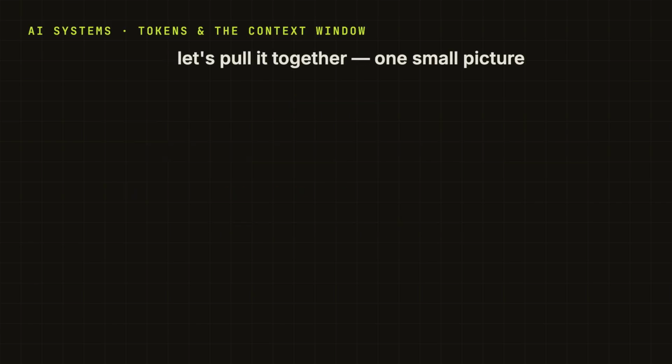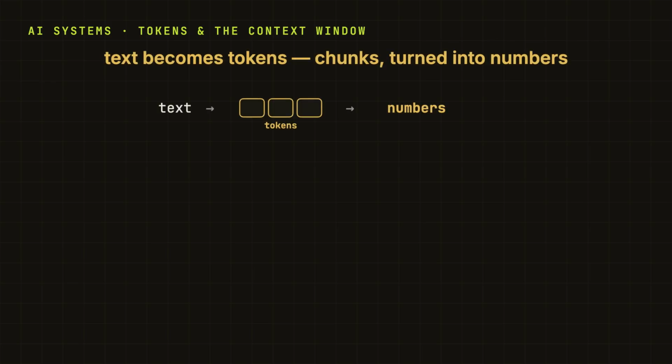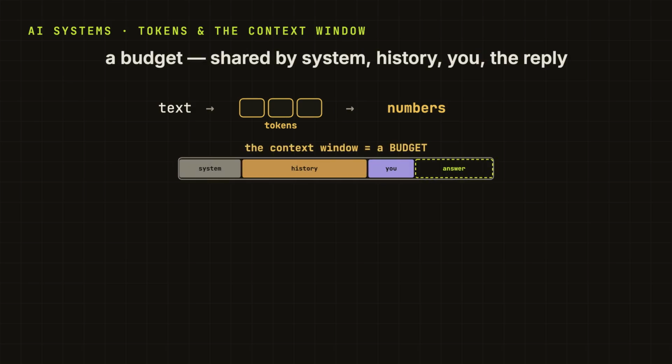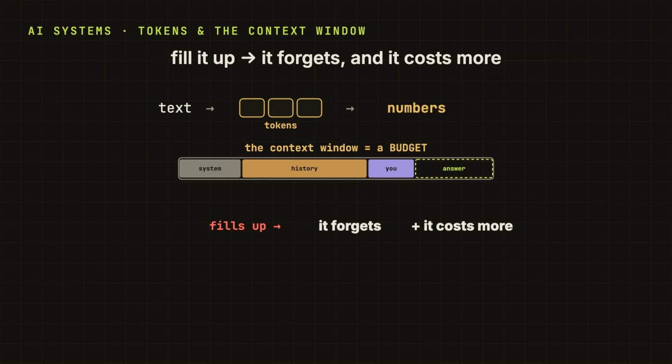So let's pull it together, because it really is one small picture. Our text becomes tokens, chunks turned into numbers. The model can only hold so many tokens at once. That's the context window. And that window is a budget, shared by the hidden instructions, the whole carried-over conversation, our new message, and the room for the reply. And when that budget fills up, the oldest stuff falls off or gets lost in the pile. So it forgets, and we repay for the history every turn. So it costs more. One budget.